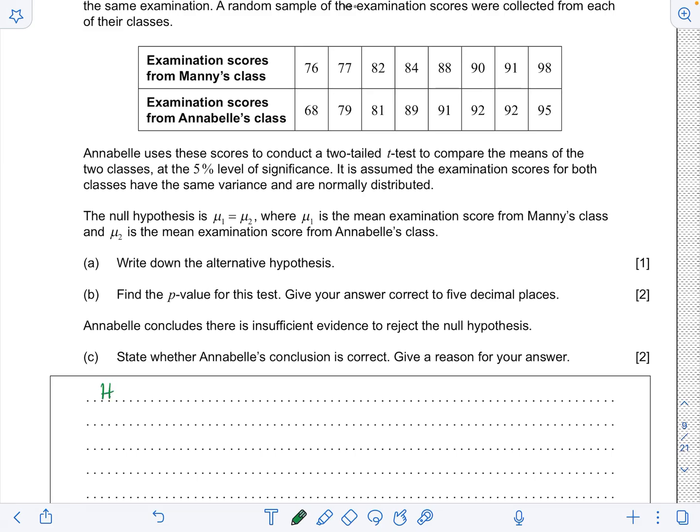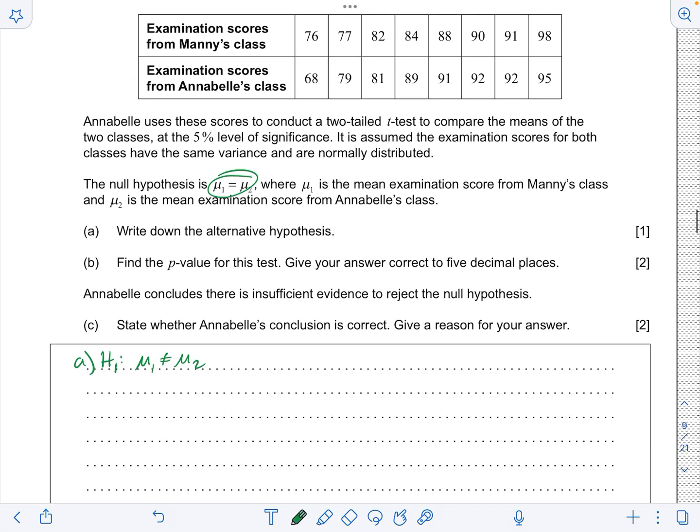And so the null hypothesis is mu1 equal to mu2. The alternative hypothesis is mu1 not equal to mu2. And that's all you needed to write for part A. For part B, find the p-value of this test.